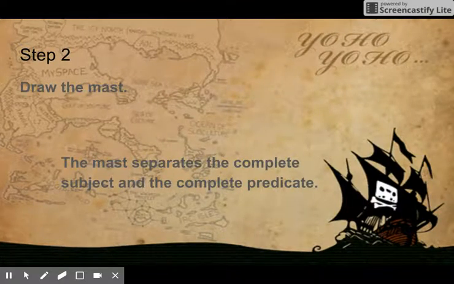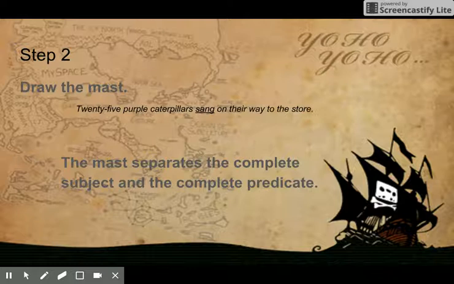Step 2 is draw the mast. This means we place a line or a mast between the complete subject and the complete predicate. Our verb is sang, and the verb, or what's happening, belongs in the predicate. It needs to be in the predicate. We usually draw the mast before the verb or verb phrase. In this case, the mast will be between caterpillars and sang.